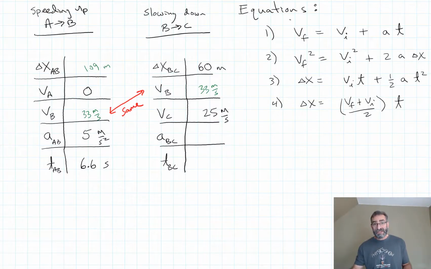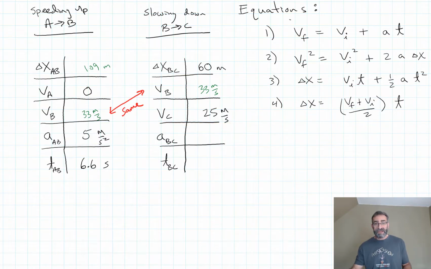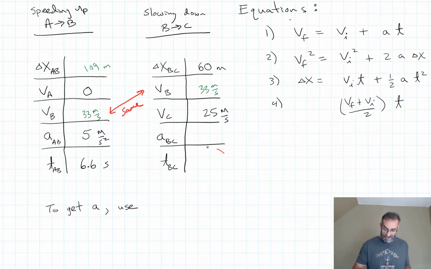We have 2 unknowns, acceleration and time. We want to pick an equation that's missing one of them so we can solve for the other one. If I want to solve for acceleration, I'm going to use an equation that's missing time because I don't know the time. Otherwise, I have to solve simultaneous equations.